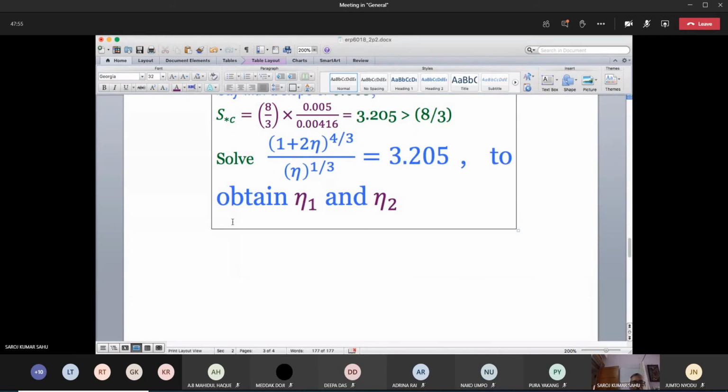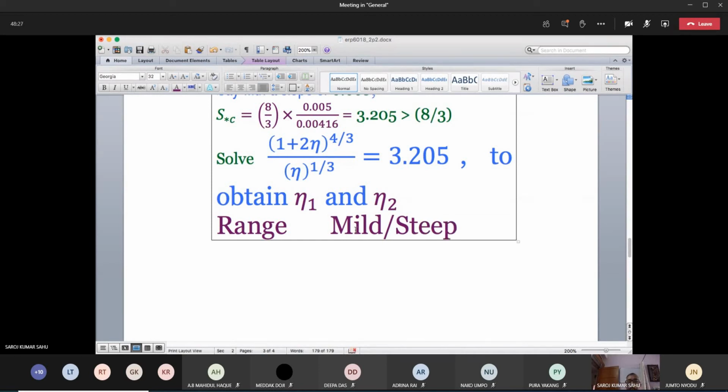So I'll have now three ranges: milder, steep. Okay, so what is the first range?